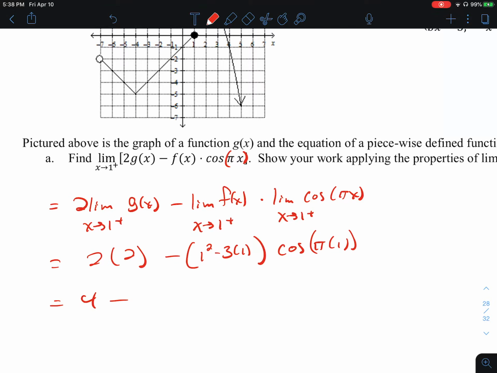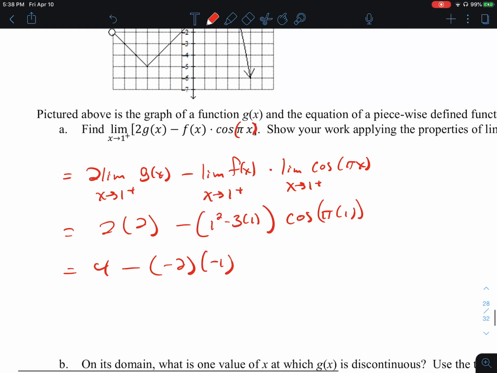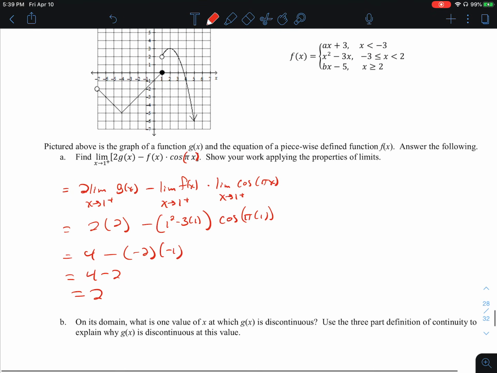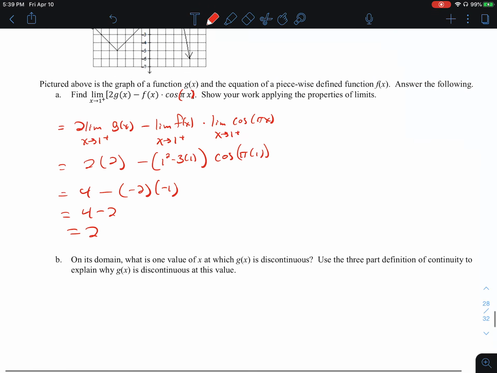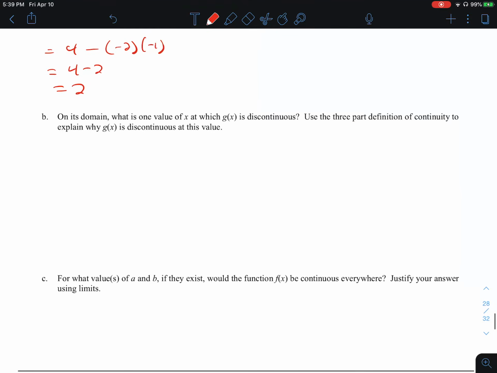This is going to be 4 minus 1 squared is 1. 1 minus 3 is a negative 2. And then 1 times pi is pi. Cosine of pi is negative 1. So that's going to make this, let's see, we got a bunch of negatives. 3 negatives, that's going to be 1 negative then. 2 times 1 is 2. That's going to be 4 minus 2, which is 2. Show your work applying the properties of limits. We have done that.